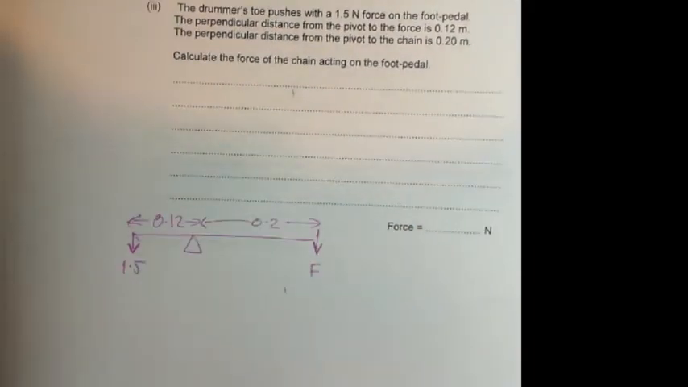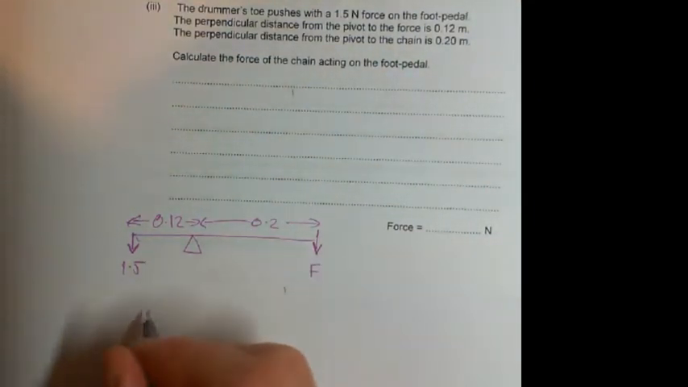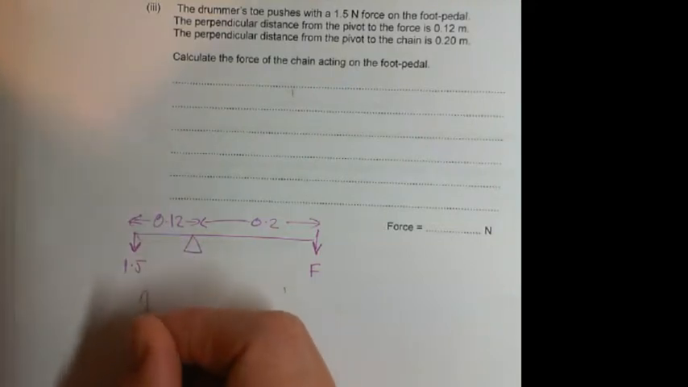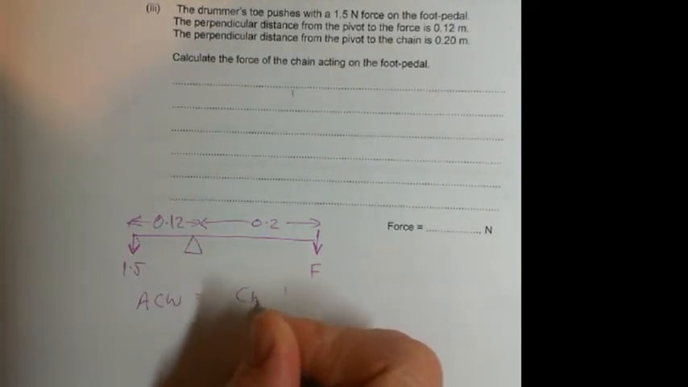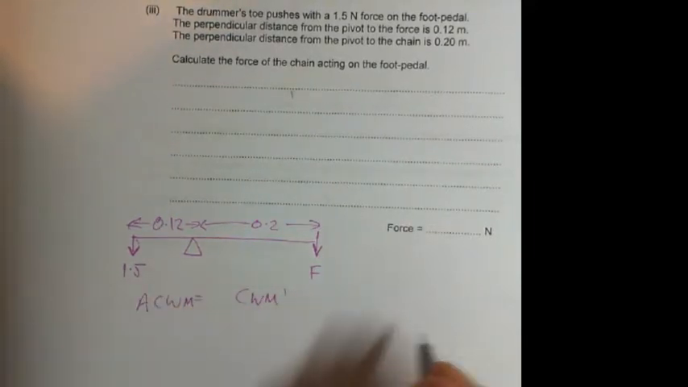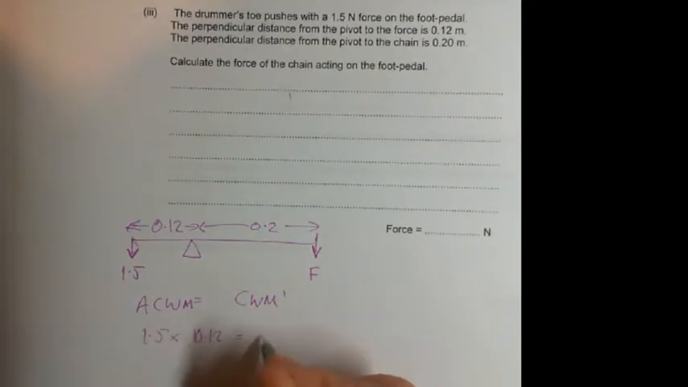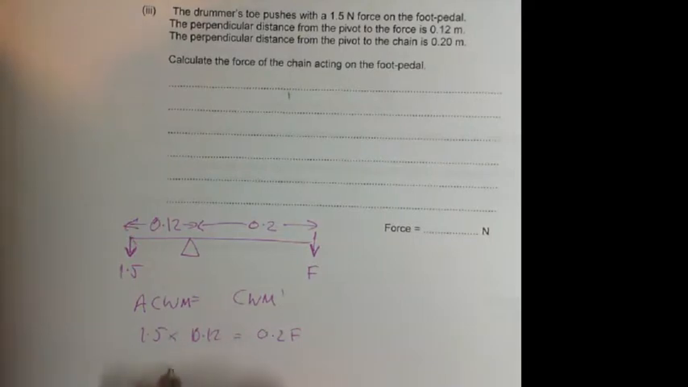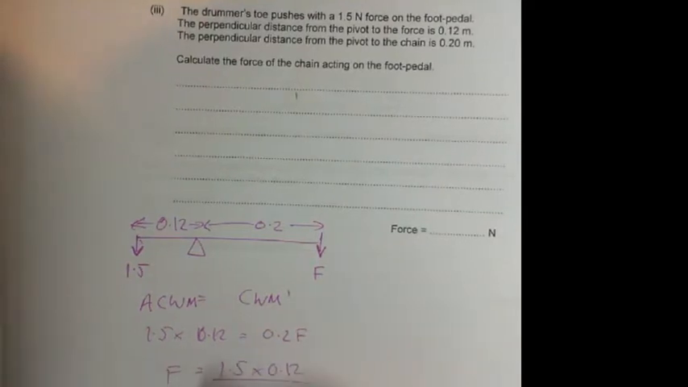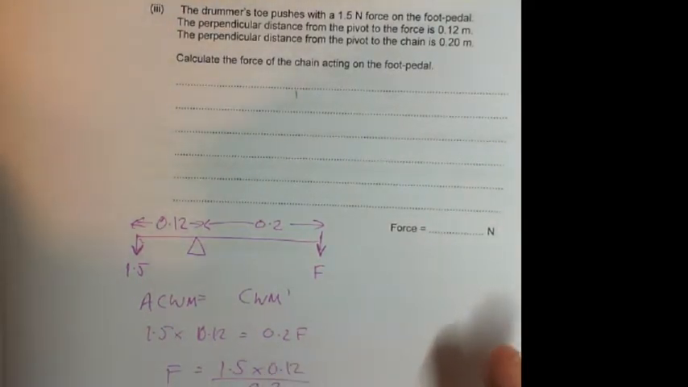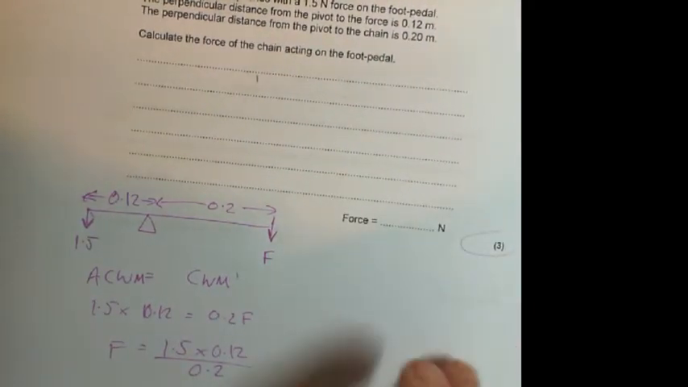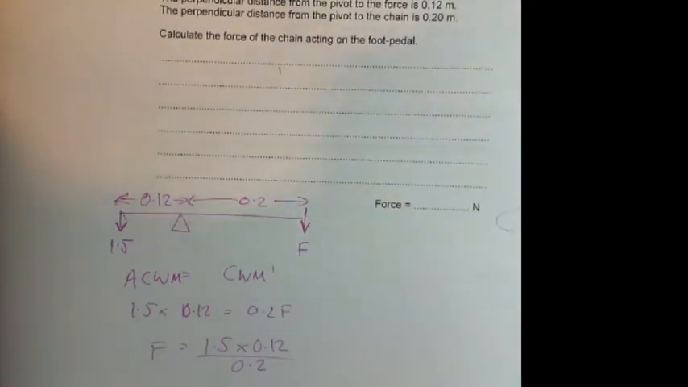Okay, so I've rewritten that information into a diagram here, just makes my life a lot easier. I know that the moments are balanced, so I know that this one here is my anti-clockwise moment. I know that this one here is my clockwise moment. I know the two are equal, so 1.5 times 0.12 equals 0.2 F, which means that F equals 1.5 times 0.12 all divided by 0.2. Okay, that's worth 3 marks. Look how easy that is. Basically just giving me the marks away.